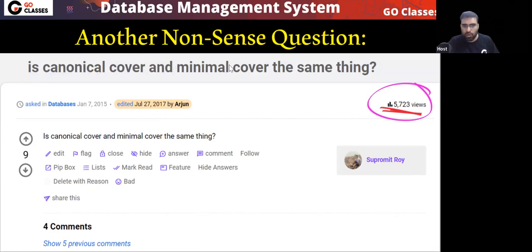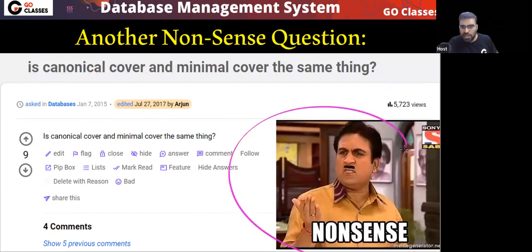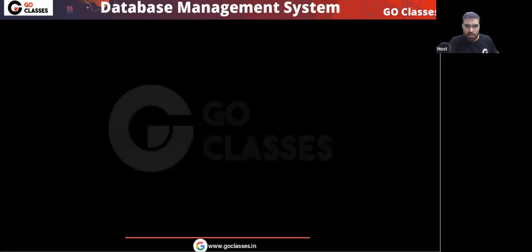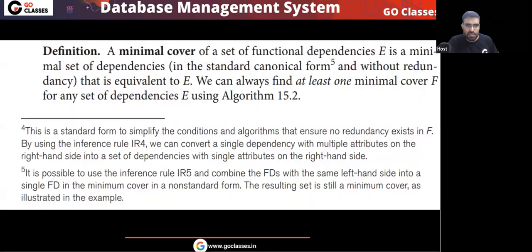This is given in the Navathe book. So this is another nonsense question. Let me tell you what is happening. If you study two books, Navathe and Korth, then in Navathe it is already given that minimal cover and canonical cover are the same. You can call it minimal cover or canonical cover, everything is the same.